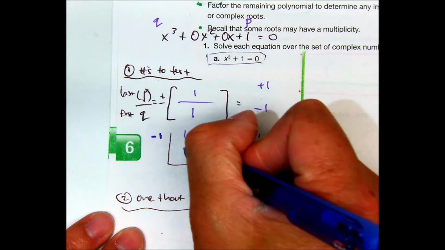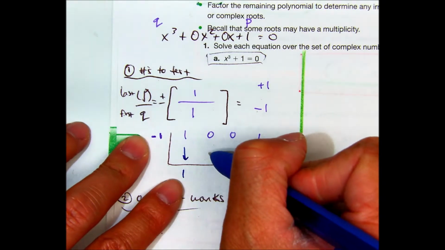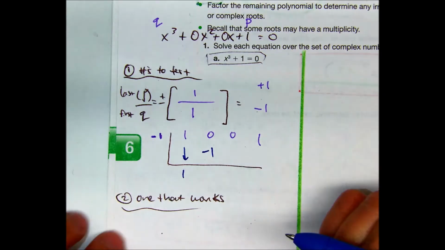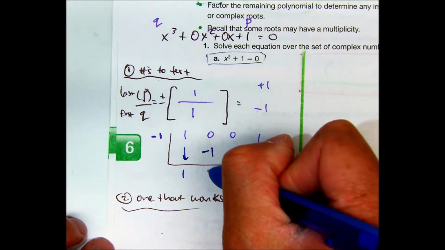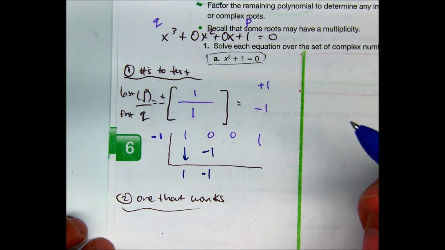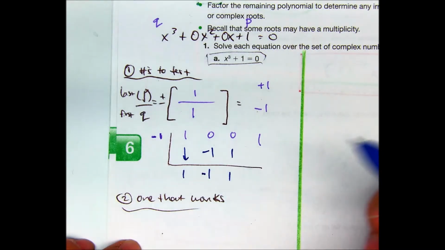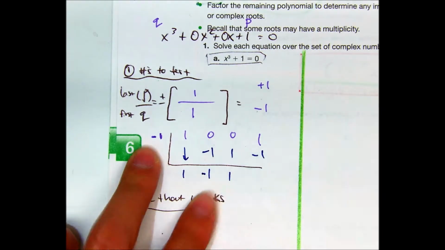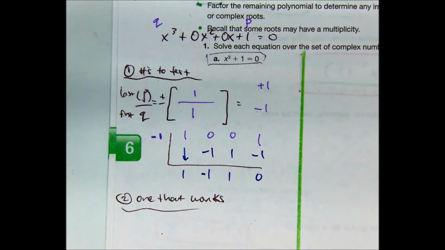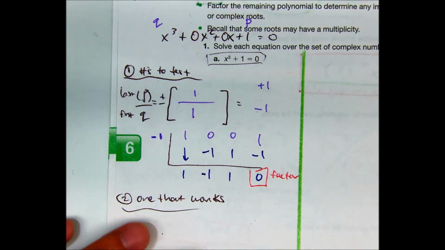You bring down 1. And then you times all of these. -1. And then that equals 1. -1. So -1 times -1 is 1. And that equals 1. And then 1 times -1 is -1. And that equals 0. Good job. So we know this is a factor. Thank you, Jocelyn.